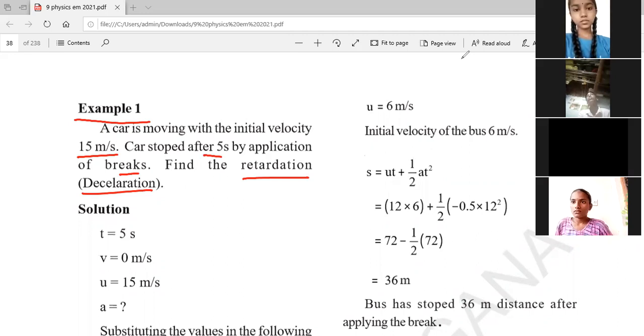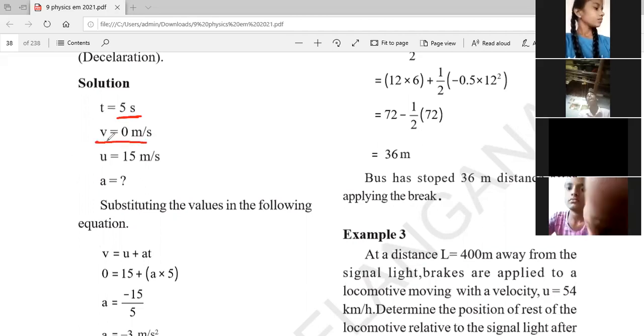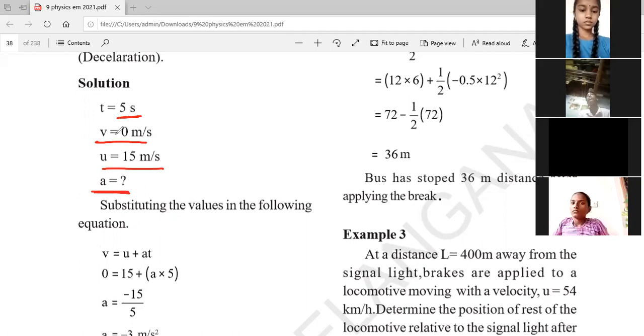So see now. Here t equals 5 seconds, because after starting, after 5 seconds it is stopped. We don't know the final distance it covered. But initially given 15 meters per second, and we need to find the acceleration. Final velocity v is 0 here because it is stopped. That's why we have taken 0 here. And substituting these values in the equation v equals u plus at.